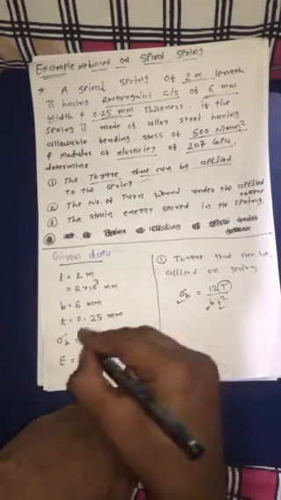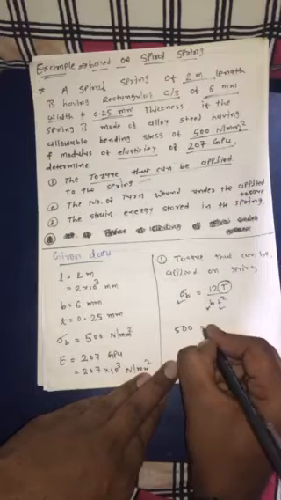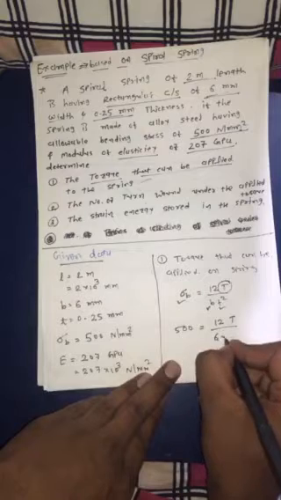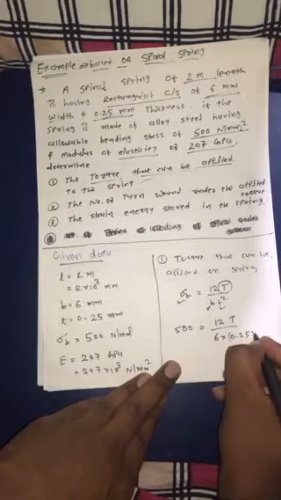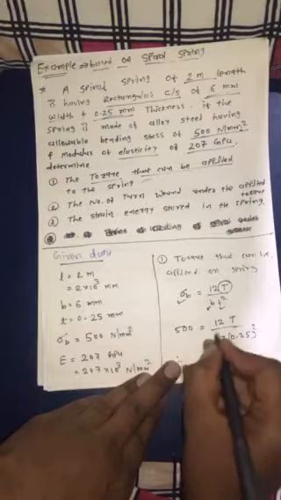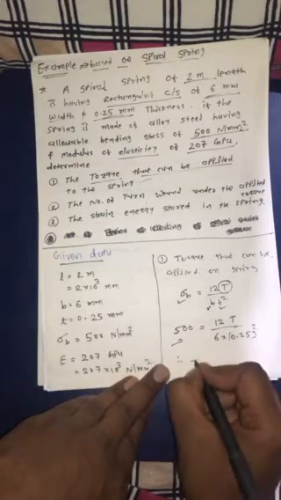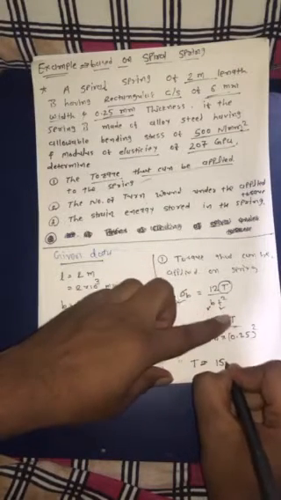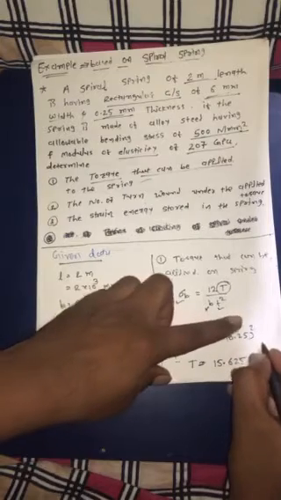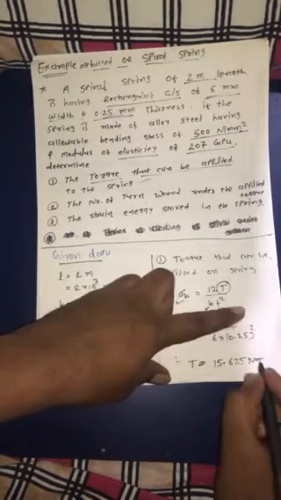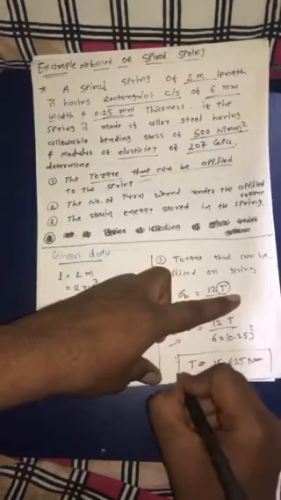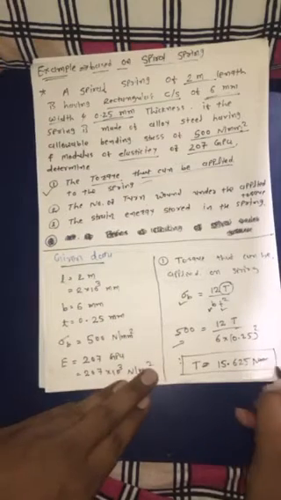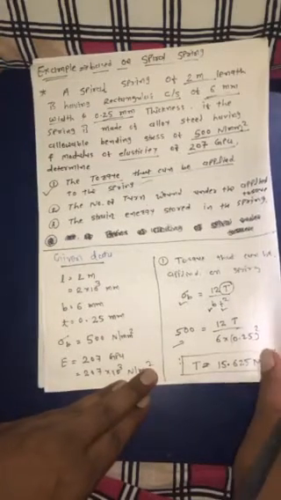So sigma B is equal to 500 is equal to 12 T upon B t square, where B is equal to 6 into 0.25 square. On solving this equation we find T is equal to 15.625 Newton into mm. So the first one is completed, the torque that can be applied to the spring, right? Newton into mm.